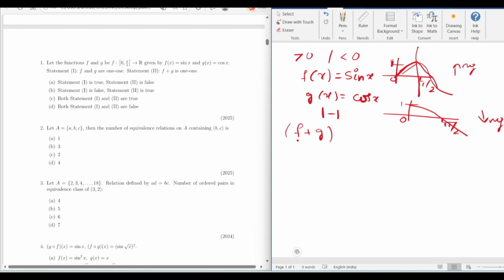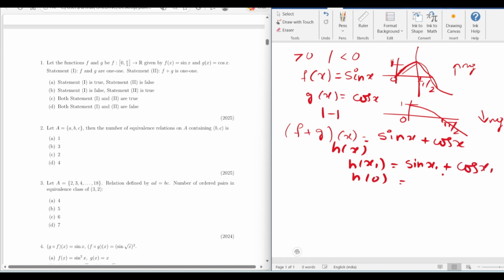Now when you go for the second statement, f plus g is 1-1. So when I go with f plus g of x, what is the function I obtain here? Sin x plus cos x. So let me consider this as h of x. If I consider h of x1, I'll be getting sin x1 plus cos x1. So I'll take h of 0. So sin 0 is 0, cos 0 is 1. The answer will be 1.